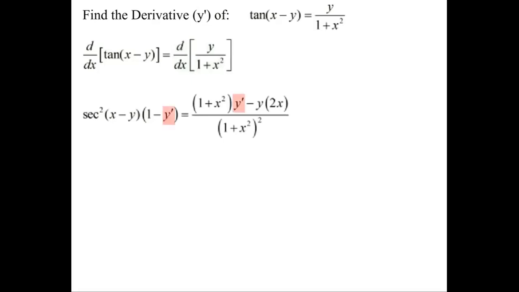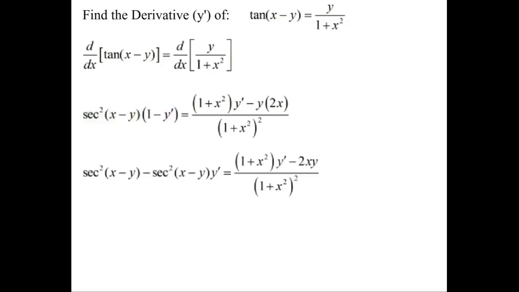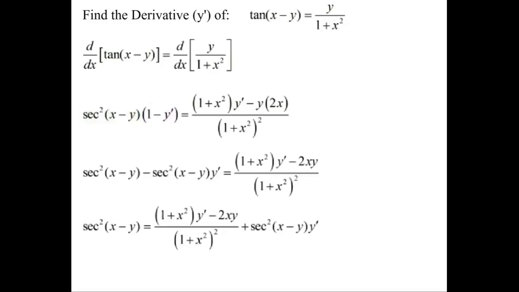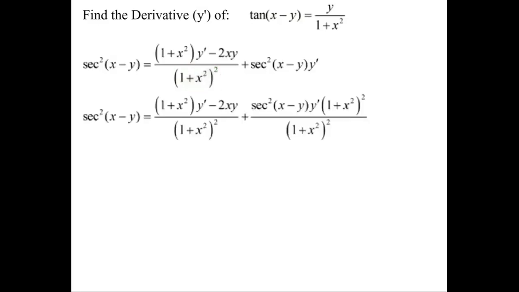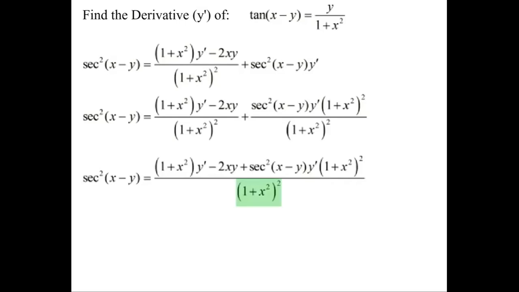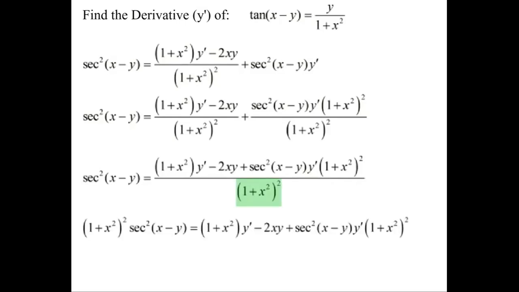Now that we've taken derivatives, we need to get all the terms with the y prime to one side and everything else to the other side. In order to do this, we distribute the secant squared of x minus y to the quantity 1 minus y prime. So we have the following. And then what we do is we add secant squared of x minus y times y prime to both sides. So we have the following expression. And here what we want to do is we want to add these values by finding a common denominator. Doing so, we have the following expression. So now that we have a common denominator, we can add the expressions. So that reduces to the following. We multiply by the denominator both sides. We have the following expression.